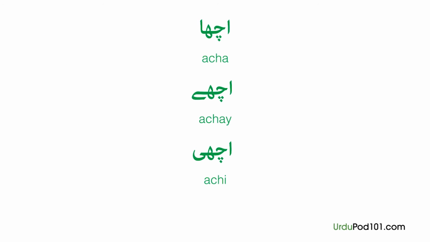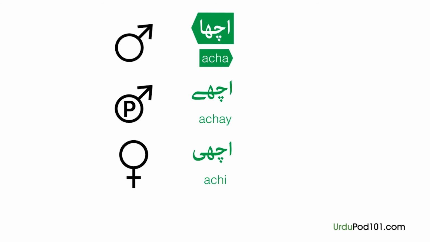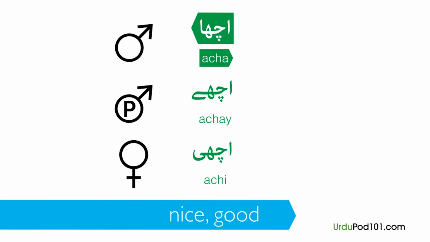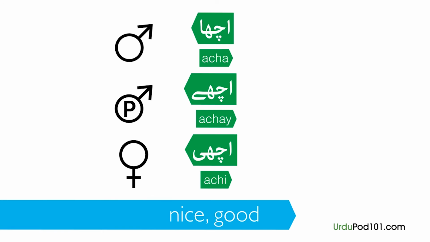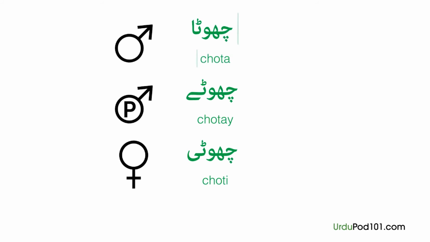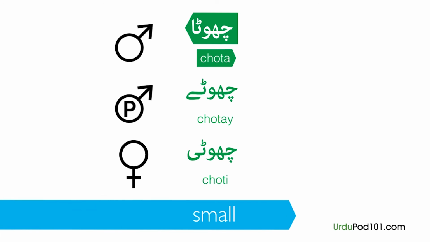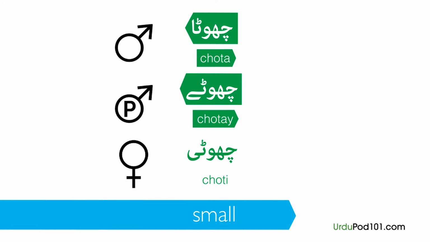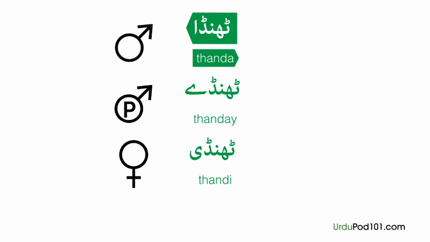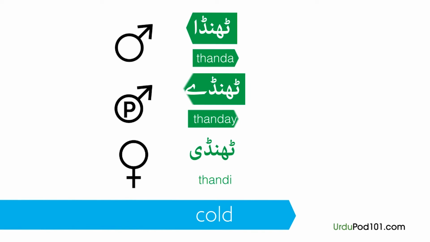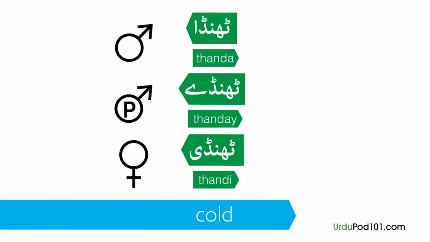Here are a few more examples to show the difference between the masculine, masculine plural, and feminine forms. Acha is the masculine for nice, good. Achhe is the masculine plural and achhi is the feminine version. Chota is the masculine for small, chote is the masculine plural and choti is the feminine. Thanda is the masculine for cold and thande is the masculine plural and thandi is the feminine.